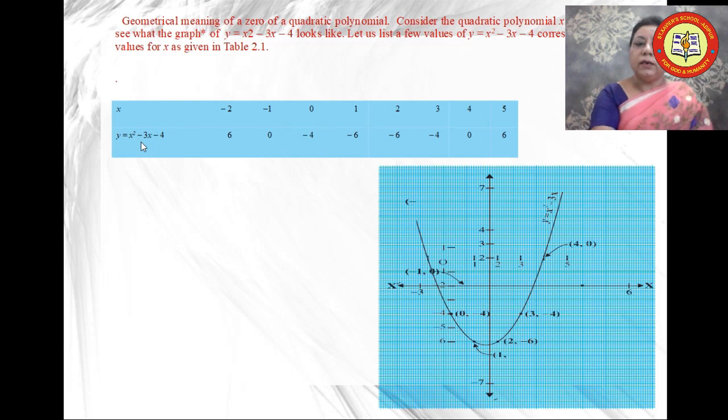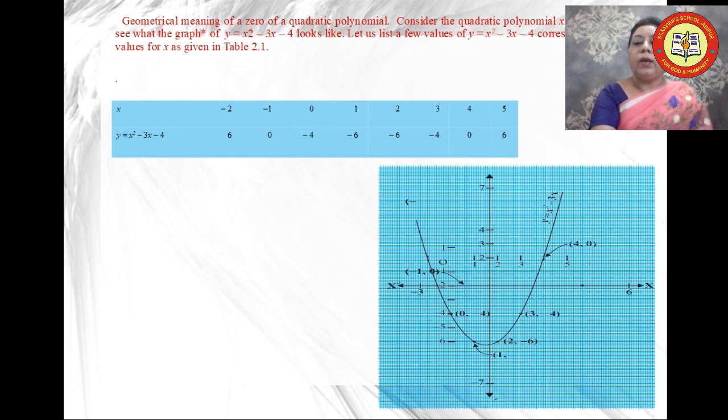As we did earlier, here also, take a few values of x, substitute in the given equation or given polynomial and find out the corresponding values of y. Plot all these coordinate pairs on the graph and join them freehand. You will get a curve. Such a type of curve is known as a parabola. So, the graph of a quadratic equation is a parabola.